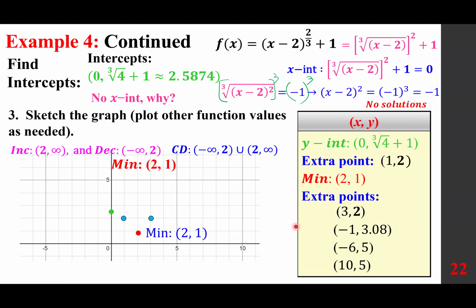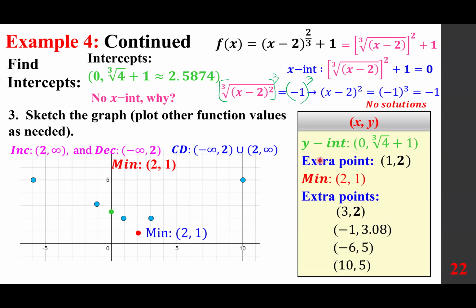Negative 1, 3.08. So this is negative 1 and 3 is here. 3.08 is a little bit higher. Minus 6, 5. So this is minus 5, minus 6, and go up 5. 10, 5. So here's number 10. Go up by 5. It's here.